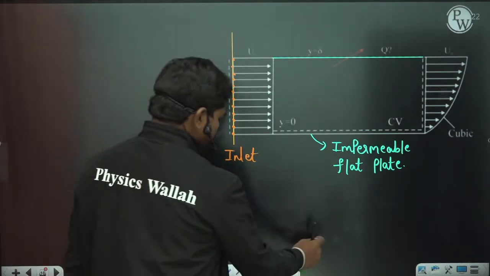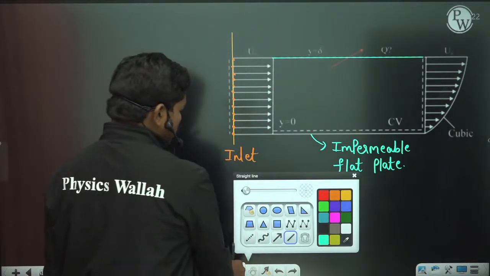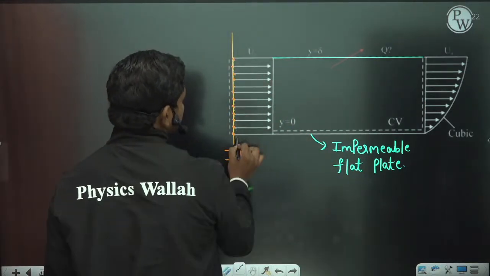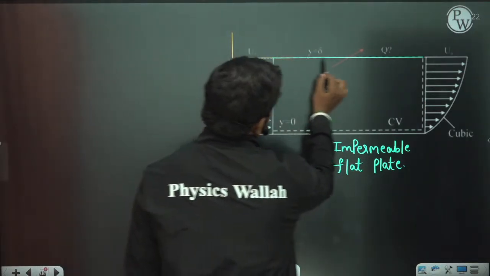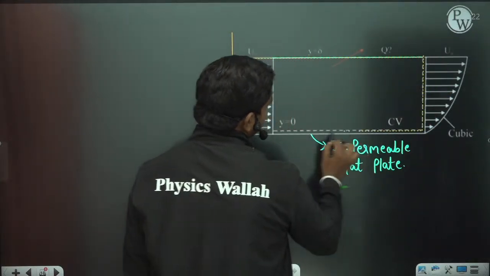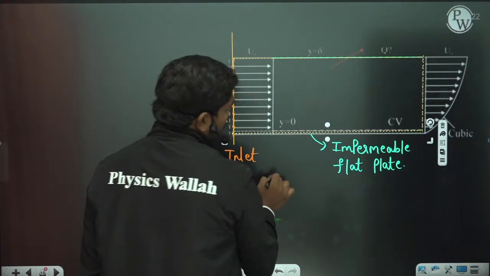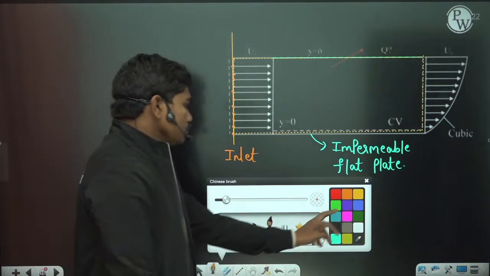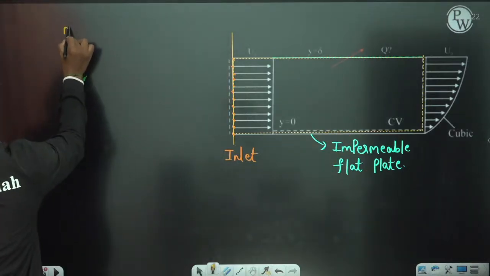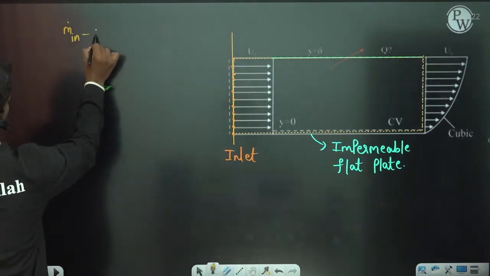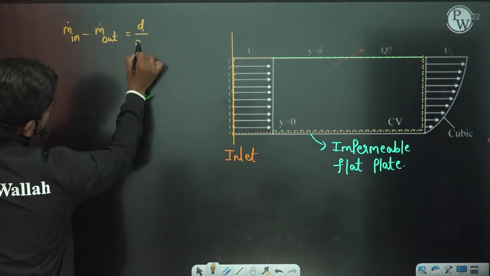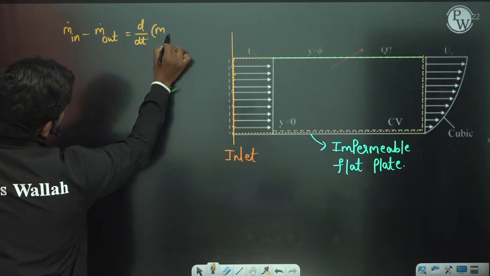So if you see, first of all, they have directly given you this control volume in the question itself. So if this is the control volume, then please tell me, if you write mass flow rate into the control volume minus mass flow rate out of the control volume is equal to rate of change of mass inside the control volume, correct?